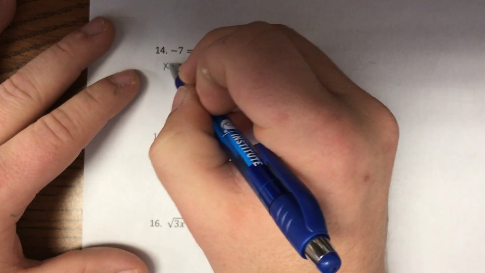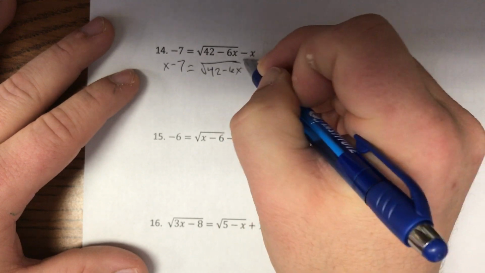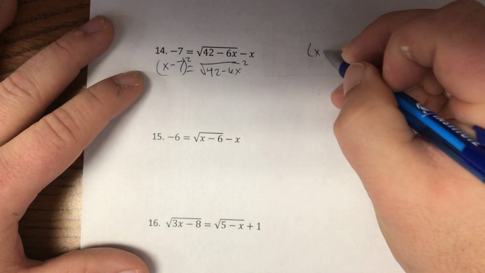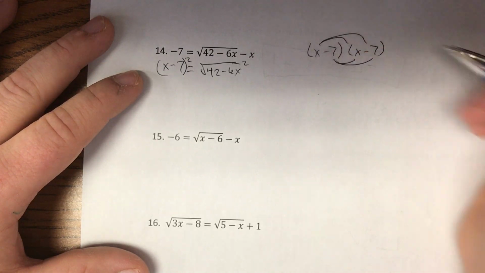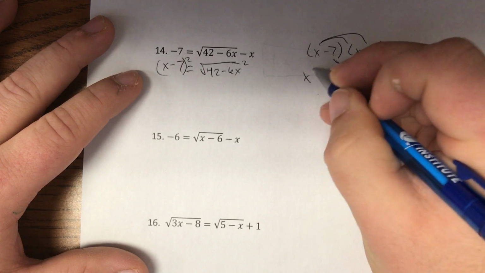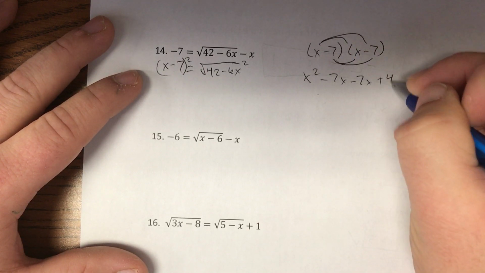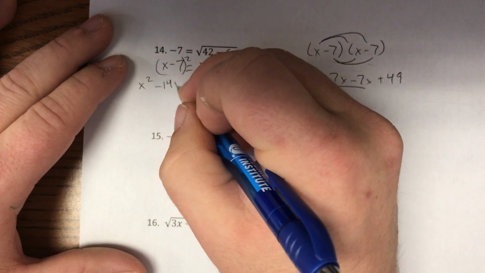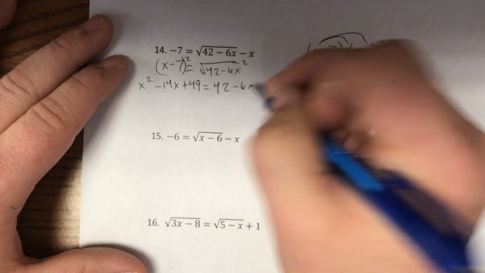We'll add this x over, so x minus 7 equals. We'll square both sides. X minus 7 squared, that's where you can come out to the side and FOIL it if you need to, but we need to multiply everything to everything, so that's going to be x squared minus 7x plus 49. So I'll put that over here, and I'll combine these to make -14x. Square root's gone, so 42 minus 6x.